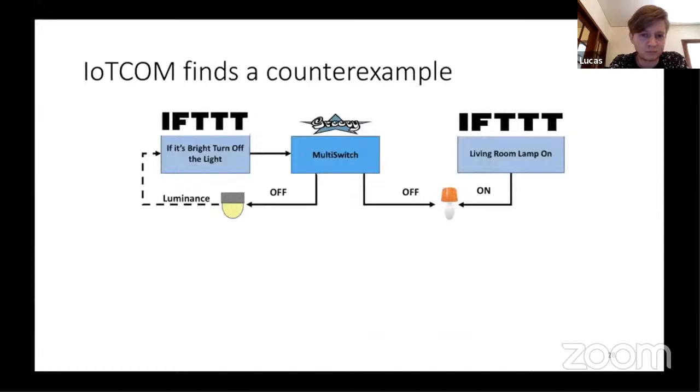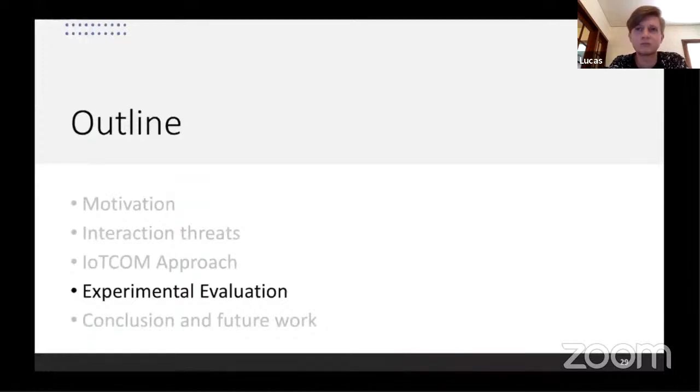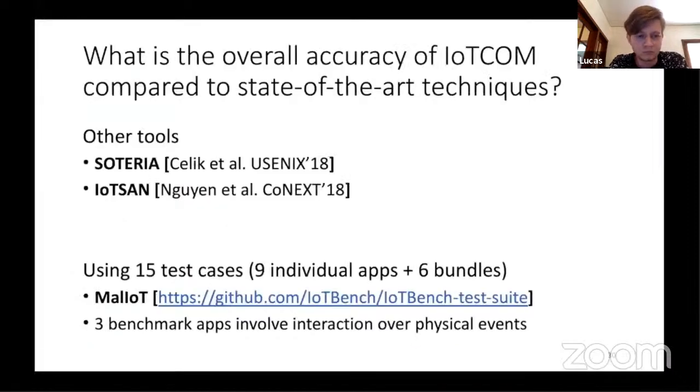Then by the end, for our illustrative example, Alloy can identify the two violations that we have, the action repeat and the action conflict. For evaluating our approach, we perform several experiments. In the first experiment, we compared the accuracy of IoT-COM in comparison with Soteria and IoT-SAN. We used publicly available benchmark applications, and we also developed 3 benchmark applications that are also available on the website of our project.